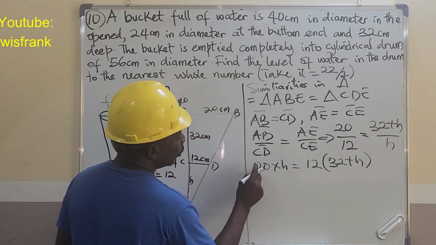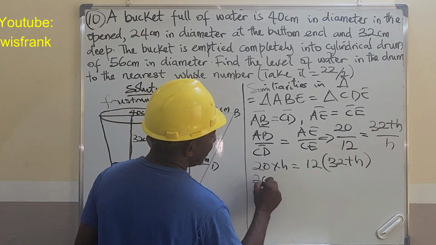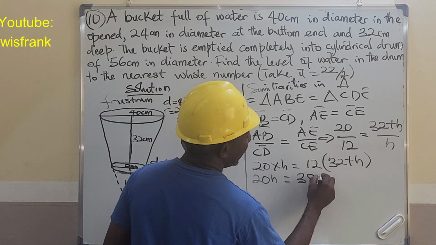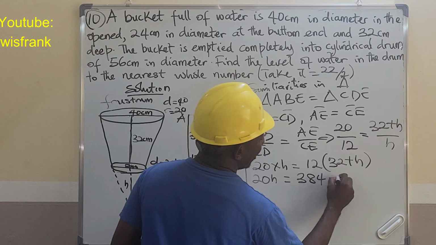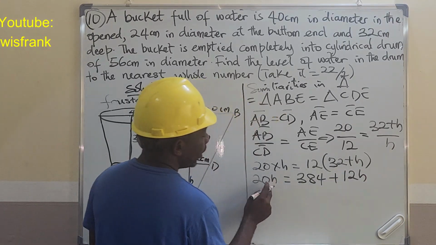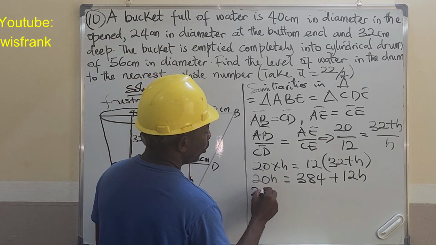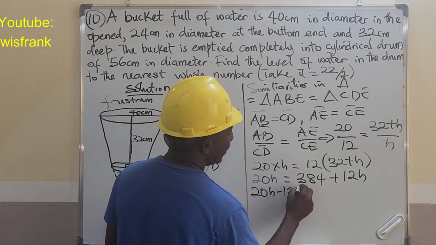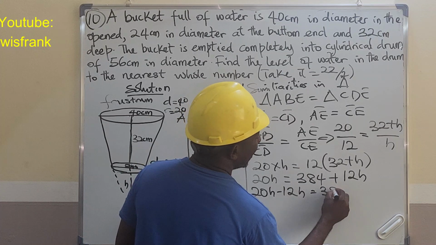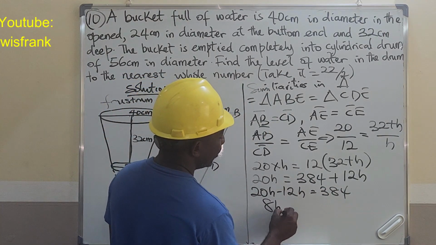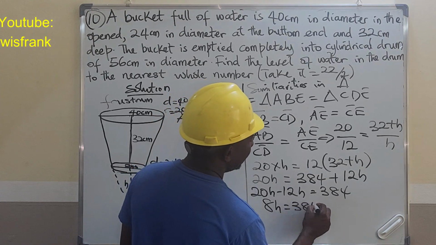So this will give us 20 times H will be 20H equals 12 times 32. We have 384. 12 times H we have plus 12H. So here we collect like terms. 12H will transpose to this side. We have 20H minus 12H equals 384. 20H minus 12H, we have 8H equals 384.